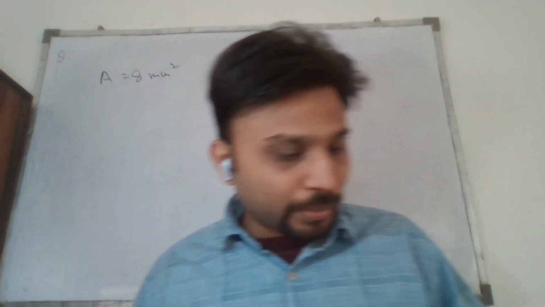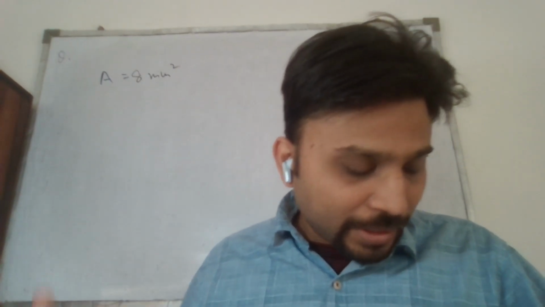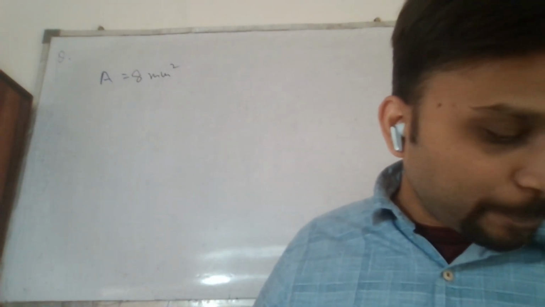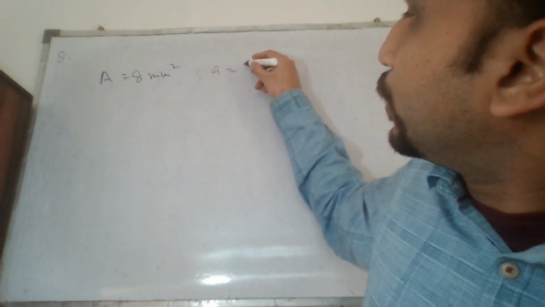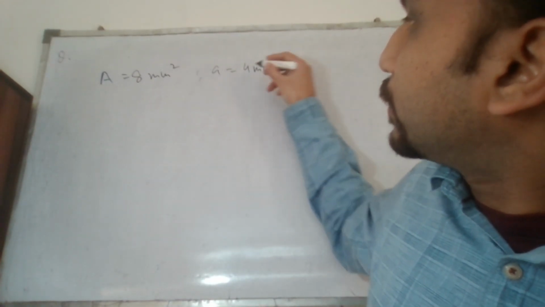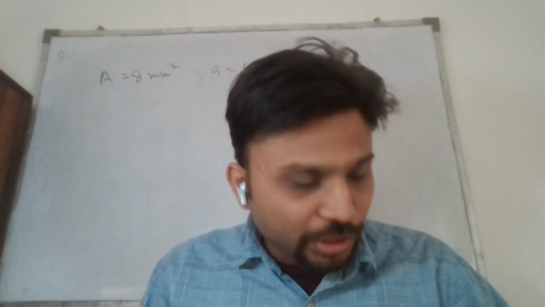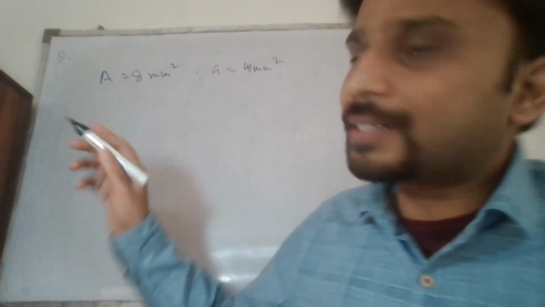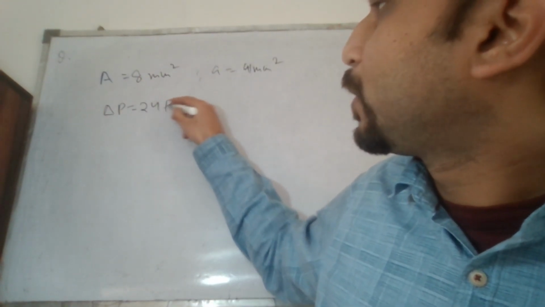Then we are supposed to take the next cross section. The narrower part has an area small a equal to 4 mm squared, right? The pressure drop is 24 pascals. Again, the same thing, the pressure difference is 24 pascals.